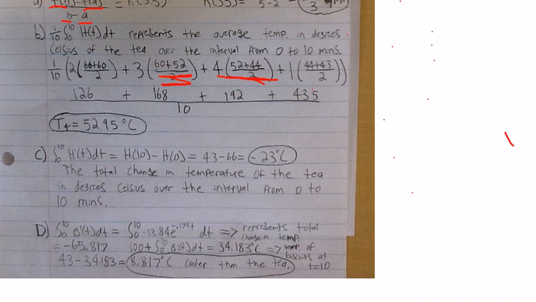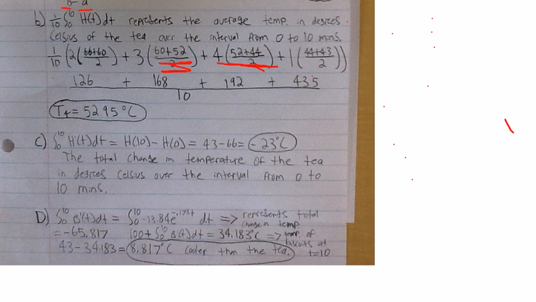To find this, you're going to calculate the integral from 0 to 10 of b'(t) dt, which is the same thing as the integral from 0 to 10 of -13.84e^(-0.173t) dt, and that represents the total change in temperature of the biscuits. That's going to give you negative 65.817. To calculate the temperature of the biscuits, you do 100 plus the integral from 0 to 10 of b'(t) dt. So 100 minus 65.817 gives you 34.183 degrees Celsius, which is the temperature of the biscuits at time t = 10.